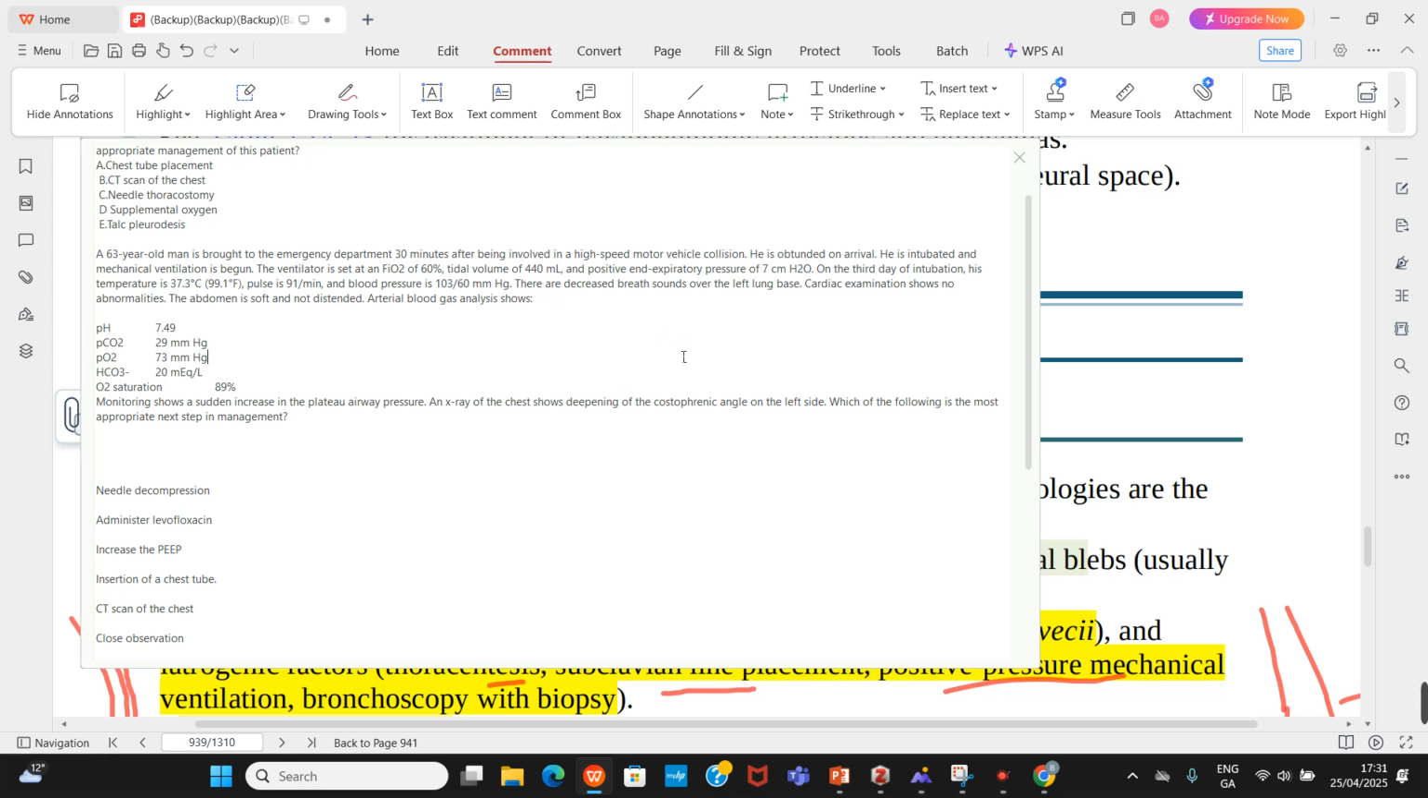What do we think this person is having? A massive pneumothorax. This person is having pneumothorax, but it's not tension.